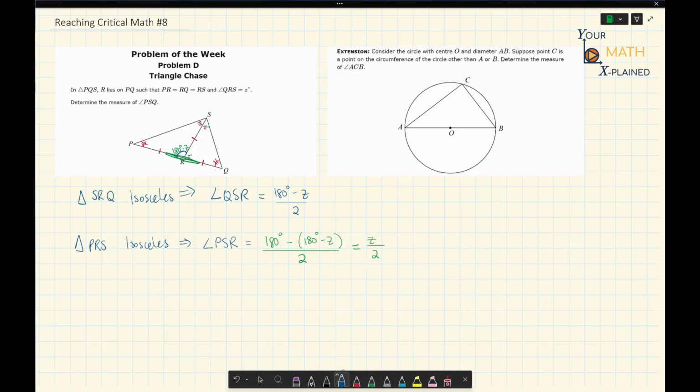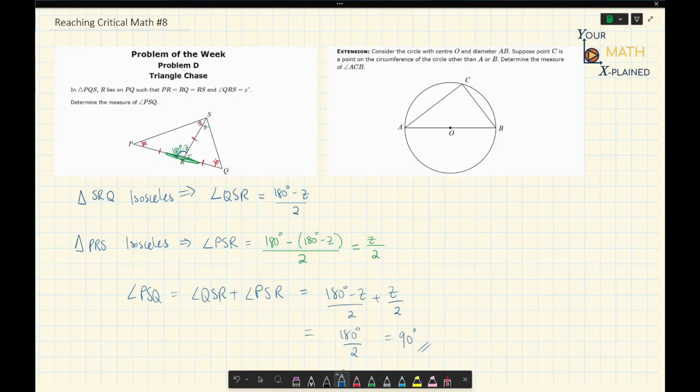Finally, we would like to find angle PSQ. So what we see in this diagram is that angle PSQ is angle QSR plus angle PSR. So adding the two results together will give us 180 over 2, which works out to 90 degrees. And that would be the value of the angle PSQ.